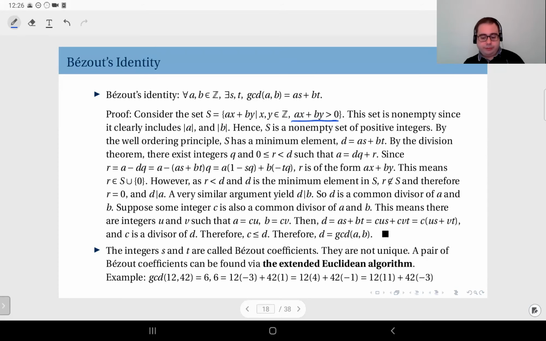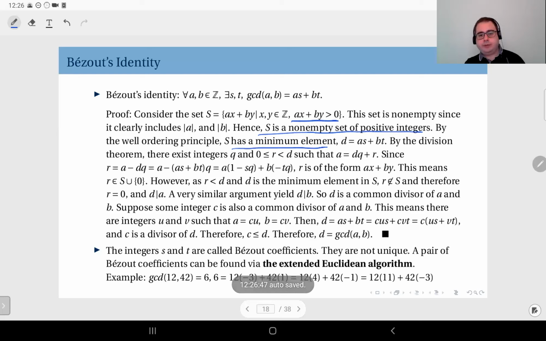Now obviously this set is non-empty because a and b are positive integers, or even if they are negative integers, I can take their absolute values. For instance, if you select x equals 1 and y equals 0, you get a, if a is positive, which is in the set. If a is negative, you select x as negative 1 and y as 0, and you get the absolute value of a, which is clearly in this set. So the set is clearly not empty. And remember the well-ordering property. S is a non-empty set of positive integers. Therefore, it must have a minimum element.